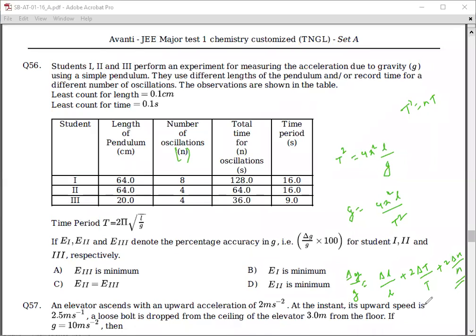अब बताओ. यहाँ पे right, delta L by L, E1, right, E2, E3. Least count is given for length. Delta L is given. Delta L for this is also given. Delta L, delta T given. Right? Okay. So can you find the value of delta G by G in each cases? Tell me. Raise your hand and tell me. Can you find delta G by G in each cases?